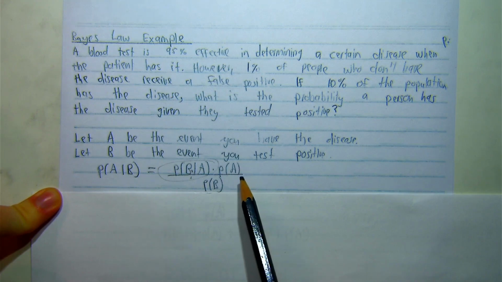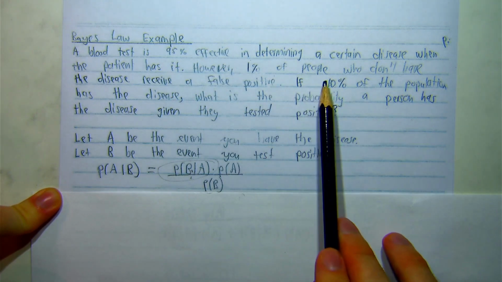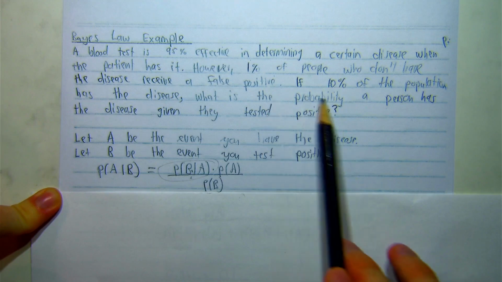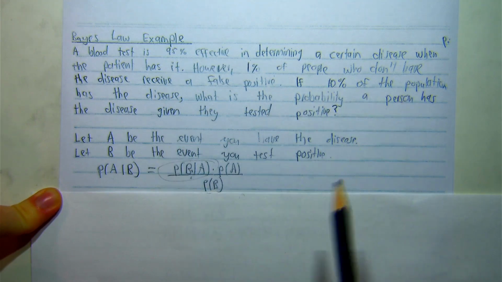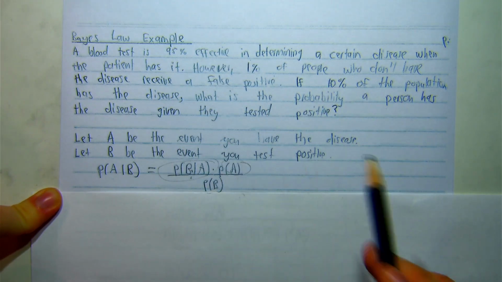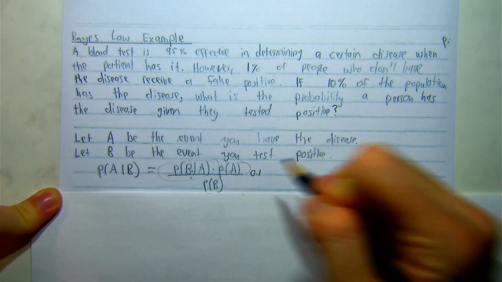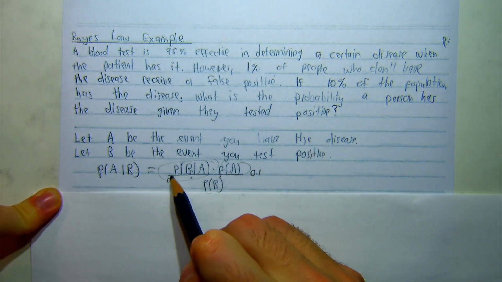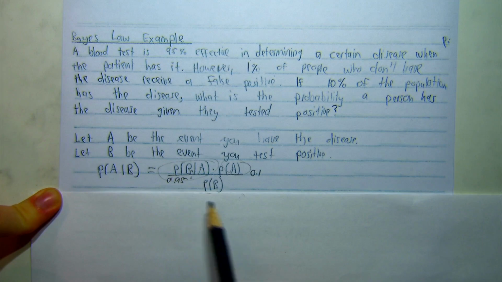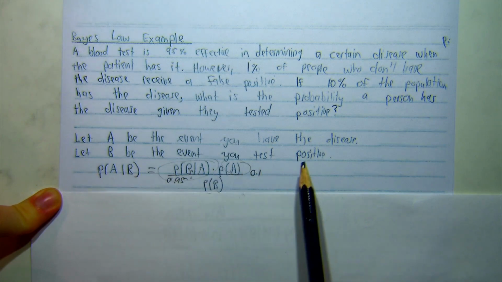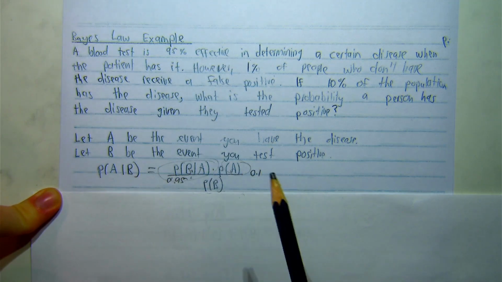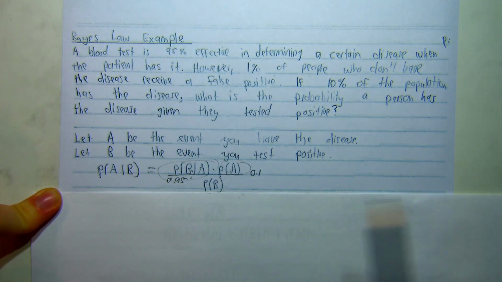P(A), the probability that you have the disease. 1% of people, oh no, that's not useful. 10% of the population has it, there we go. So this here is 0.1 because 10% of the people have it. This is 0.95 because it's 95% effective. And then let B be the event that you test positive. This one is trickier. So walking in, how likely is just any person to test positive?